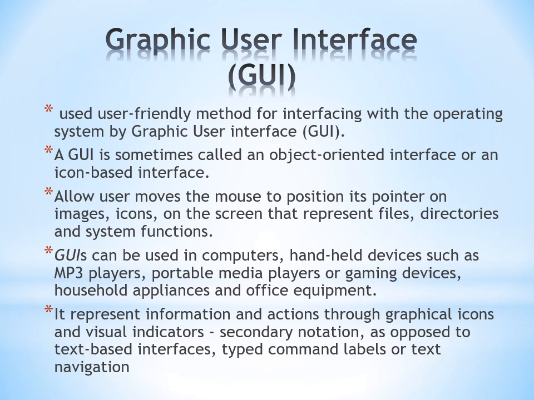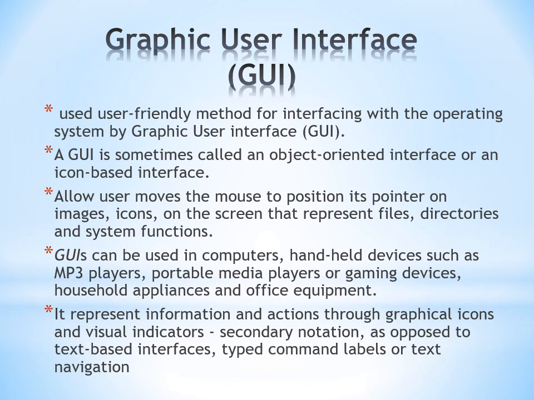So in this graphic user interface, as we know, it is a more user-friendly method for interfacing with the operating system. Okay, so the graphic user interface is sometimes called an object-oriented interface, or known as an icon-based interface. So it allows the user to move the mouse pointer to positions on the image, icon, screen, the files, the directories, and all the system functions.